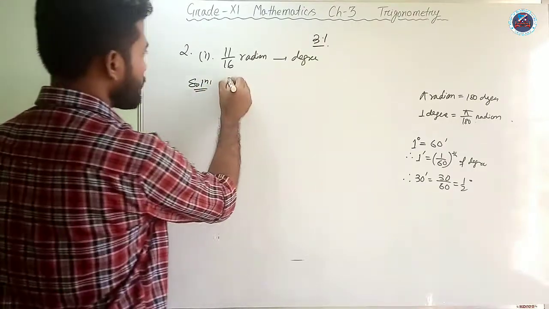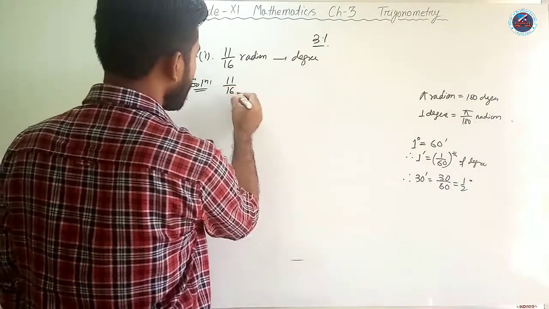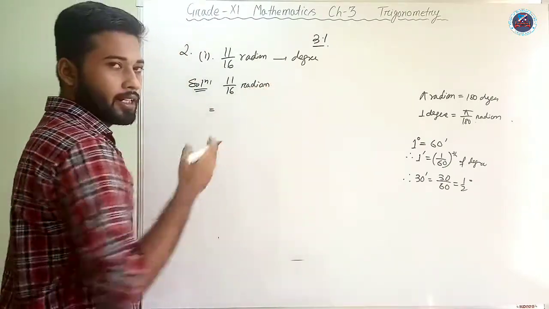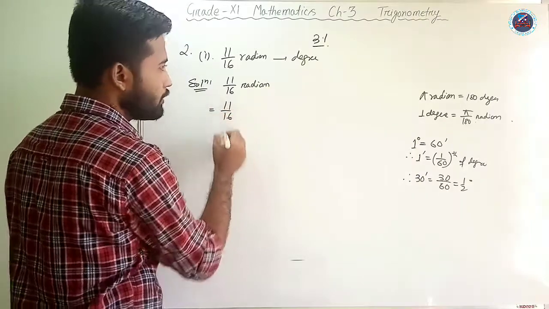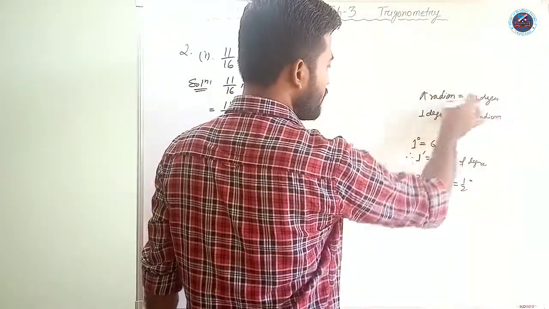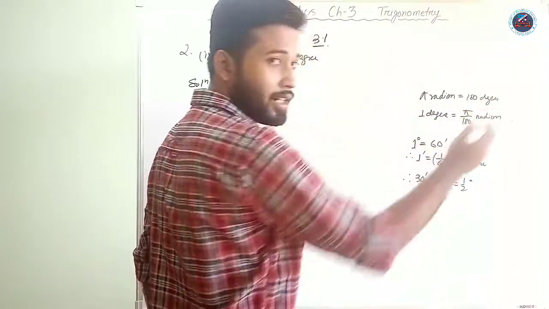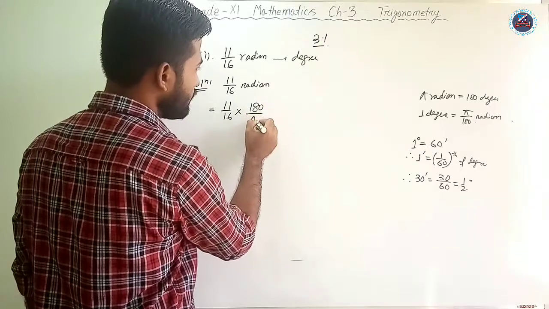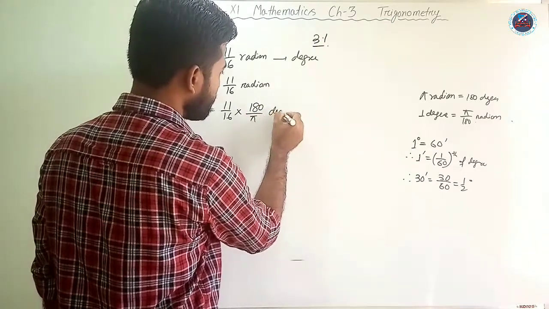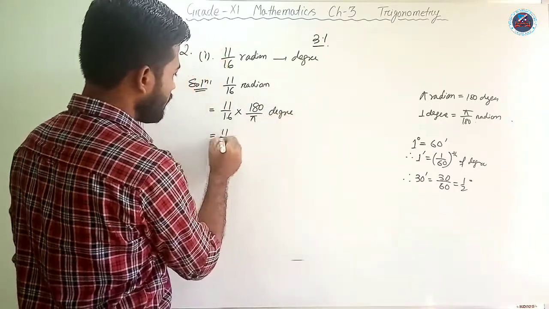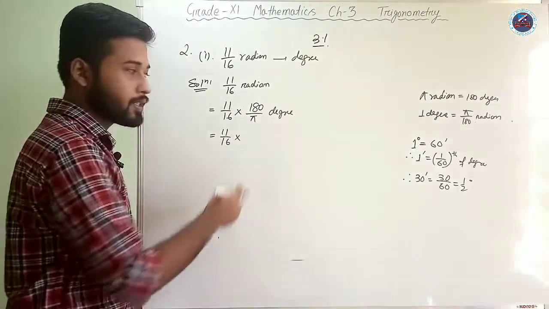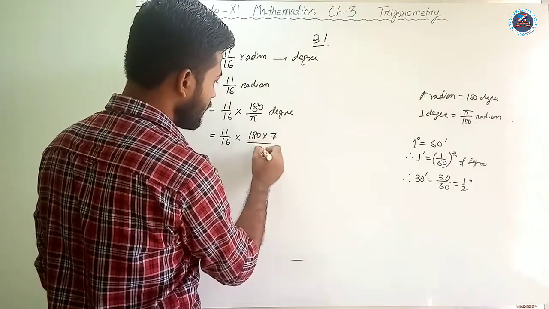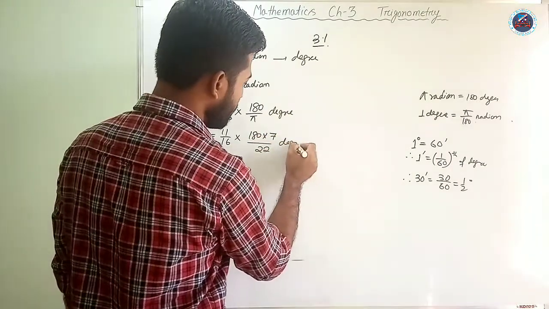At first, our given thing is 11 by 16 radian. Now simply convert the radian to degree. How? Pi radian is equal to 180 degree. So 1 radian is equal to 180 divided by pi degree. So in place of radian, just replace it by 180 by pi degree. Now according to the question, they have asked to use, in place of pi, 22 by 7. So let us do that. So 180 into 7 by 22 degree.